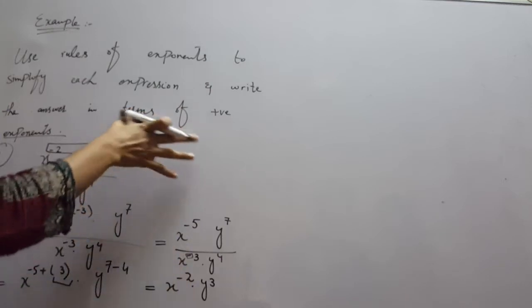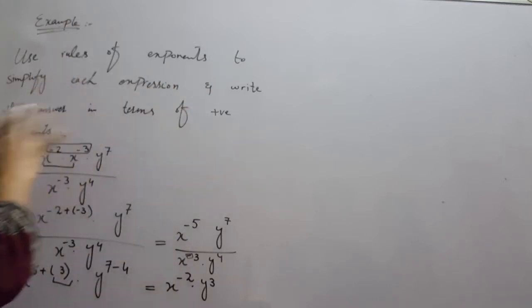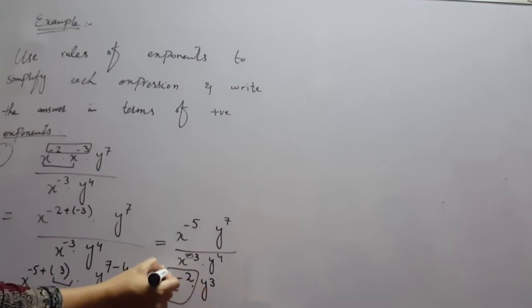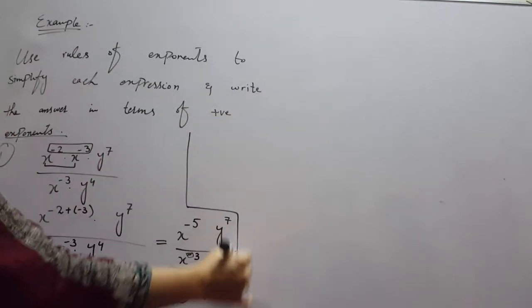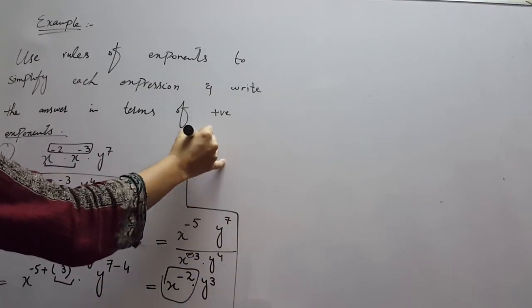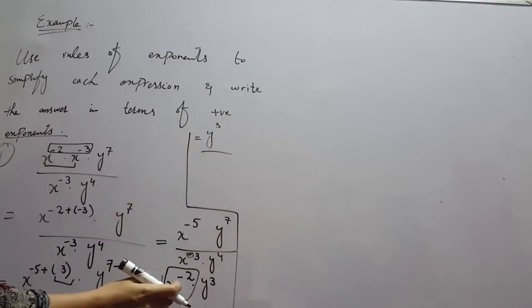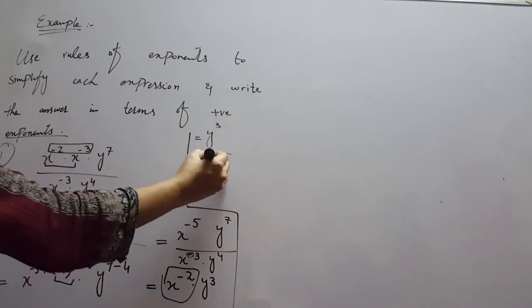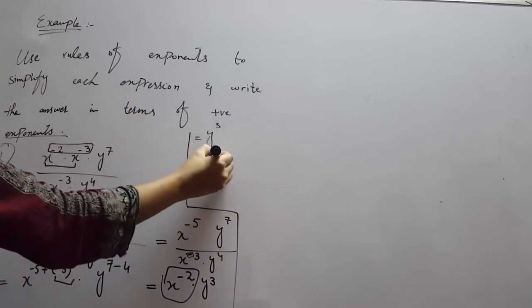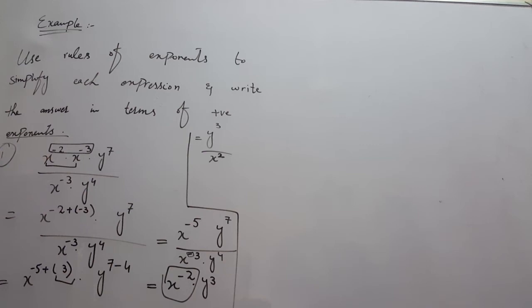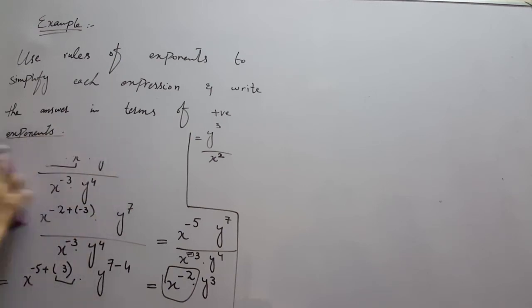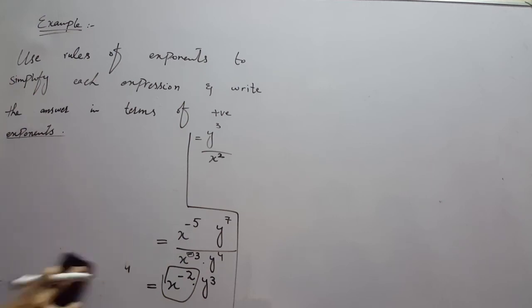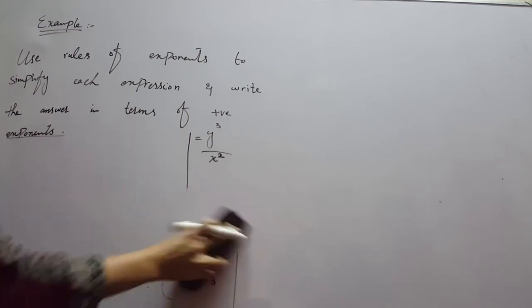The condition is that the answer is in terms of positive exponents, but the power of x is negative. If the power of x is minus, then it will be positive in the denominator. So the answer is y raised to power 3 divided by x raised to power 2, and this is the answer of example 1. These examples are very simple. We only follow the rules which we already discussed.